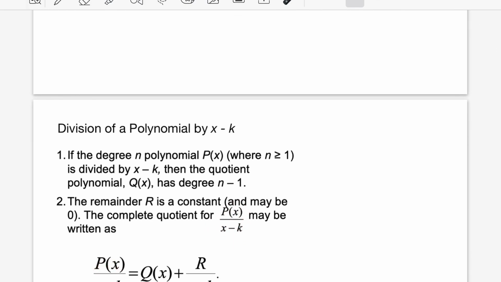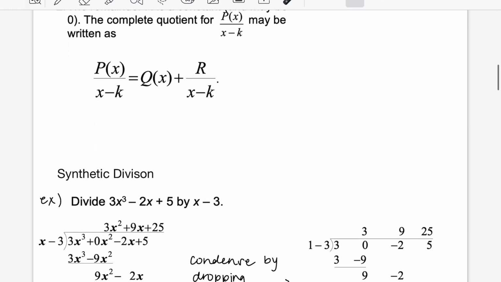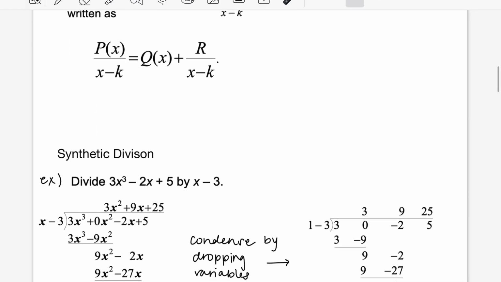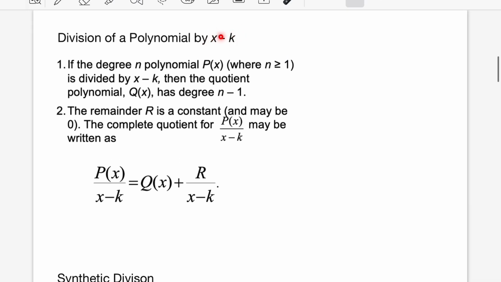So we're dividing this polynomial by something of the form x minus k, and our answer is going to be the quotient plus our remainder over our divisor, what we're dividing by. So we're going to look at an example of synthetic division here. This is similar to polynomial long division, if you've seen it before, but it's a simpler version of that that works when we're dividing by a binomial of this form, x minus k.